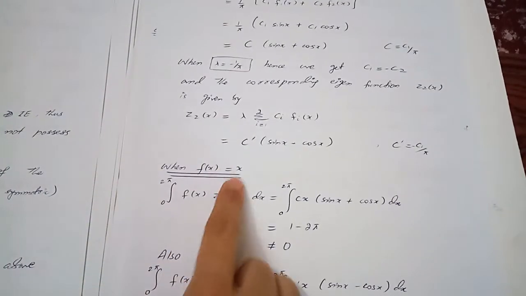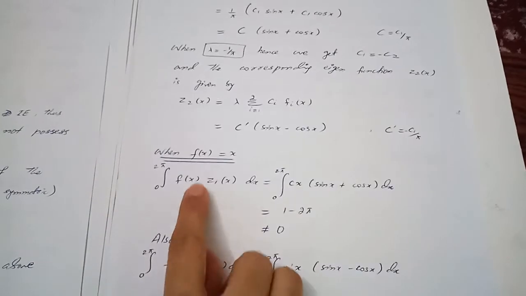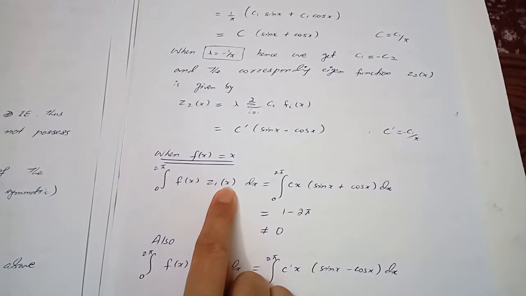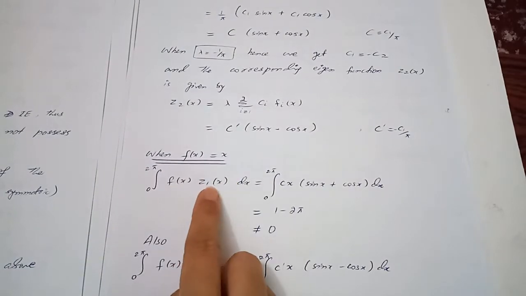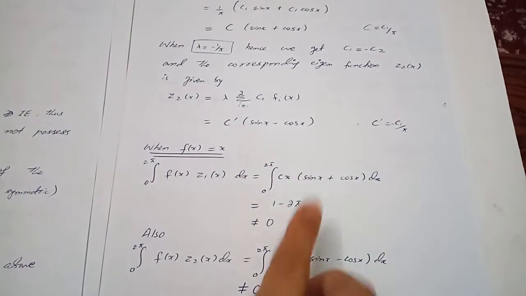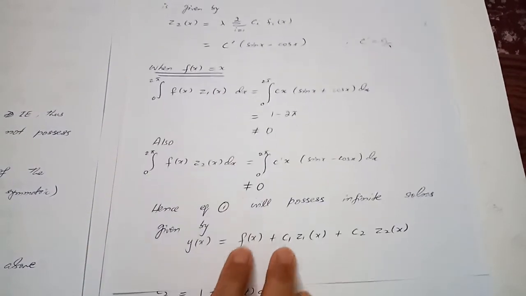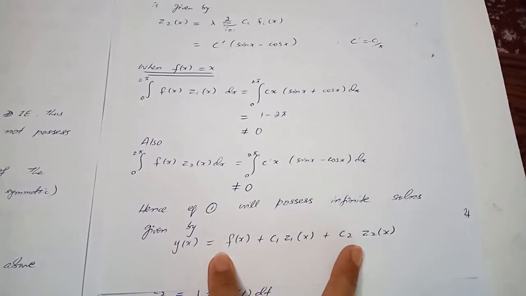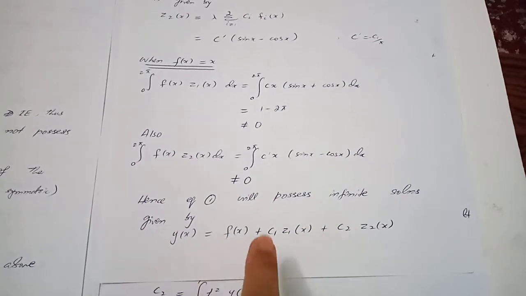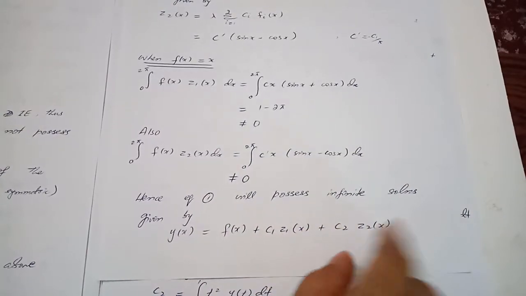Now when f of x is x, our integral from 0 to 2 pi of f of x z1 of x dx is, plug in the value of f of x, plug in the value of z1 of x, you can see that this is non-zero. And if I take this integral, we can see this is non-zero. So equation 1 will possess infinite solutions given by this. How can we write the solution? f of x plus c1 z1 of x plus c2 z2 of x.